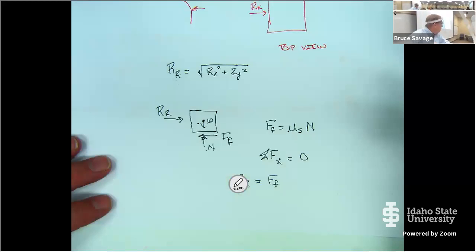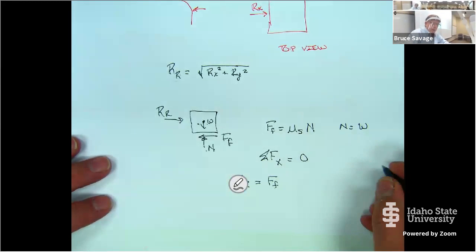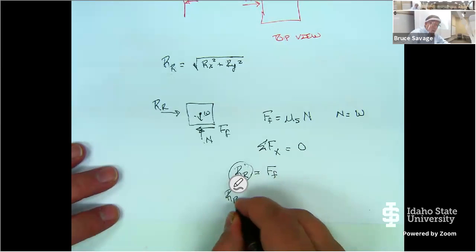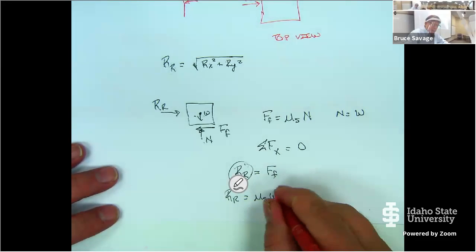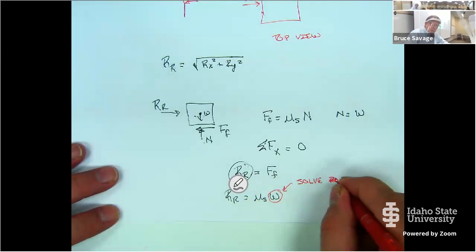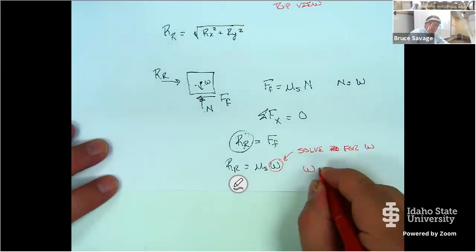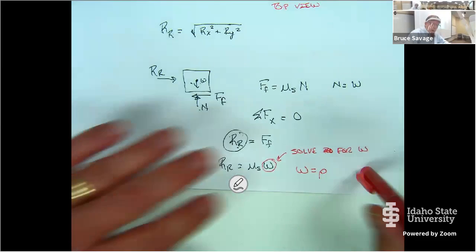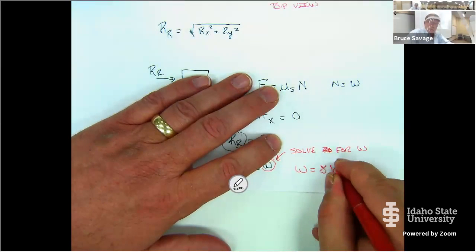You want me to write that down? Okay. So I know that the normal force equals the weight, right? So when I come down here, this reaction force is known. So R sub R is known, and that's going to equal the static coefficient times the weight. So now I can solve for the weight. Solve for W, okay? And I know that the weight is equal to the specific weight, sorry, not the specific density, specific weight, gamma times the volume.